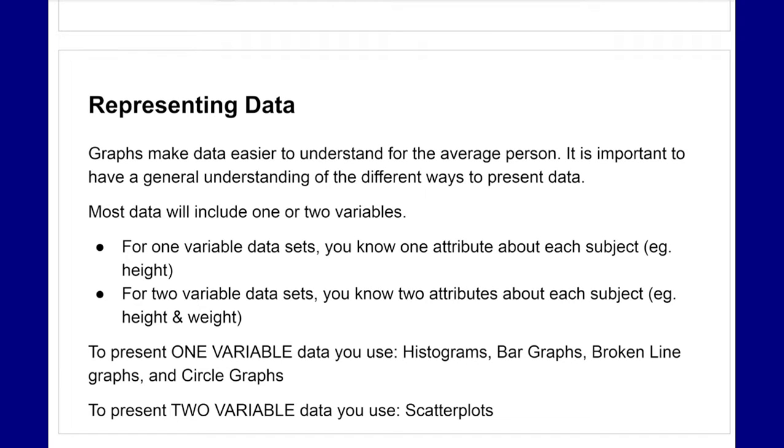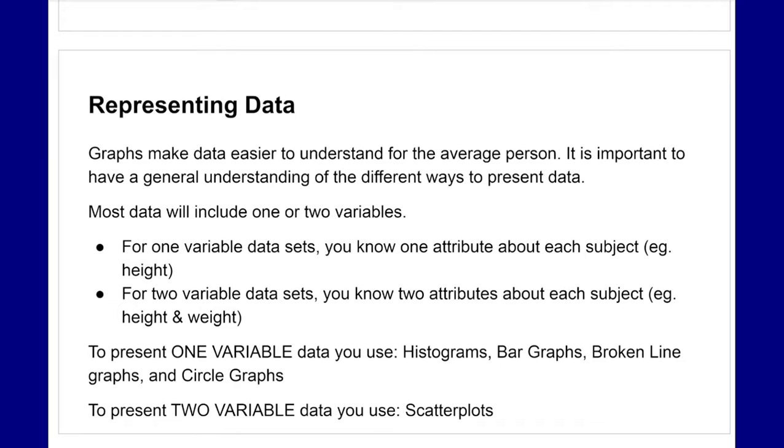For a one variable data set, basically you're saying you know one attribute or one piece of data about each subject. So for example, if we're looking at a group of people, for a one variable data set, we know their height. For a two variable data set, we know two attributes about each subject or each person or whatever the case may be. So again, if we're looking at a group of people, we know their height and their weight. That would be an example of a two variable data set. And usually when we have two variables, we're trying to look for a connection or a correlation between those two attributes. Is there a connection or a relationship between the height and the weight of a person?